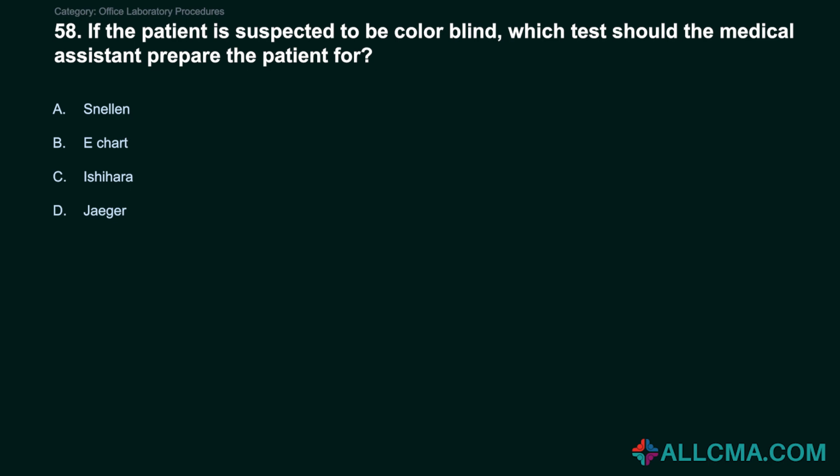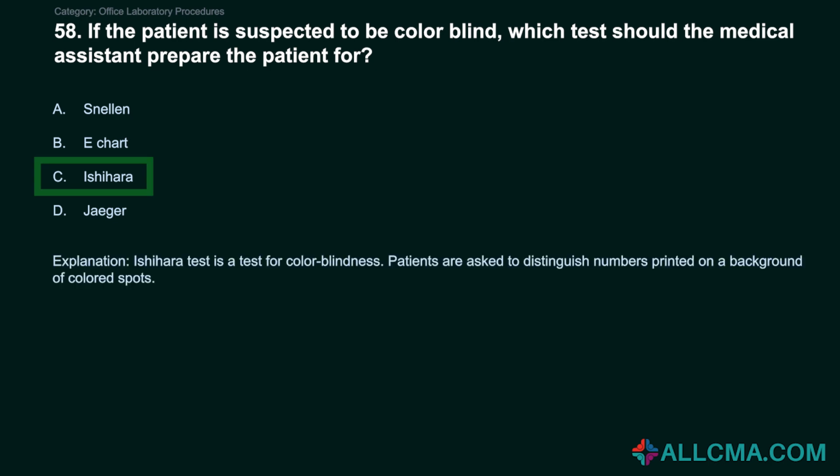58. If the patient is suspected to be colorblind, which test should the medical assistant prepare the patient for? A. Snellen. B. E-chart. C. Ishihara. D. Jaeger. Correct answer, C. Ishihara. Ishihara test is a test for colorblindness. Patients are asked to distinguish numbers printed on a background of colored spots.